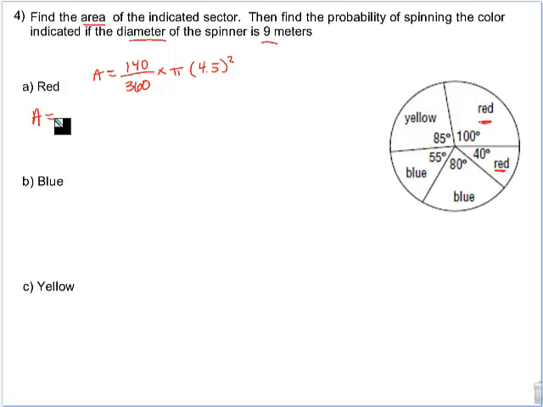24.7. So 24.7 meters squared is that area.